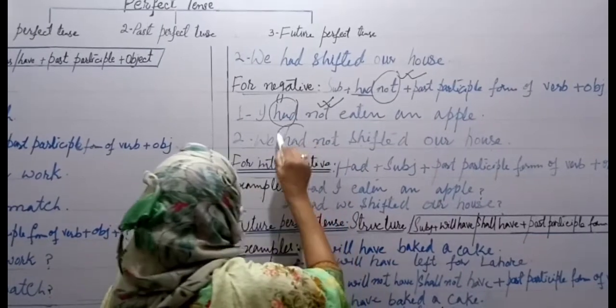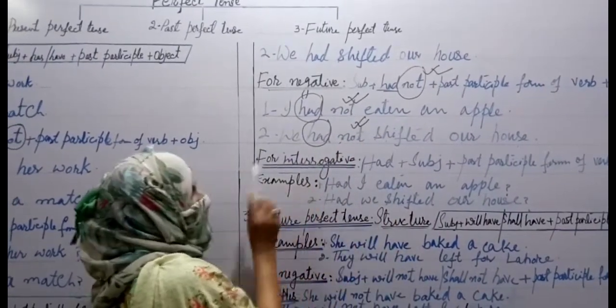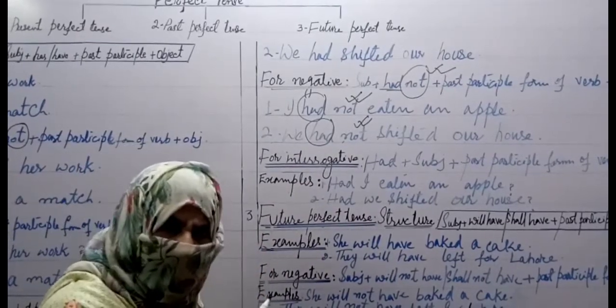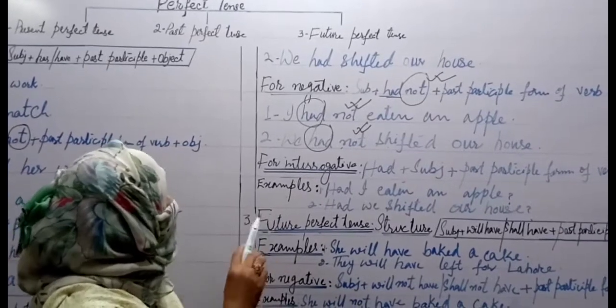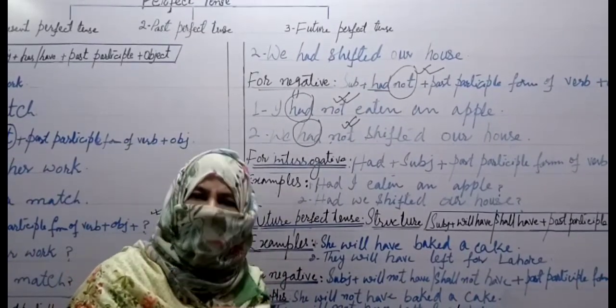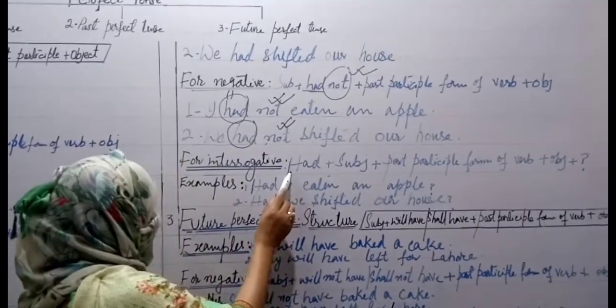So after this auxiliary verb, you have added here "not", which makes this sentence negative. Do you understand, beta? Okay. Let's move towards how you will make this sentence interrogative. Look at the structure.